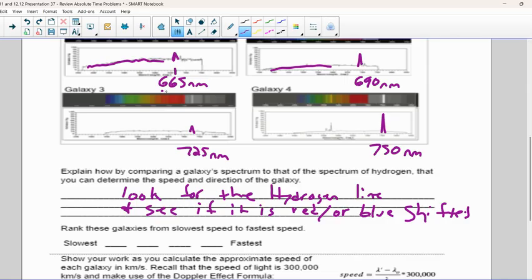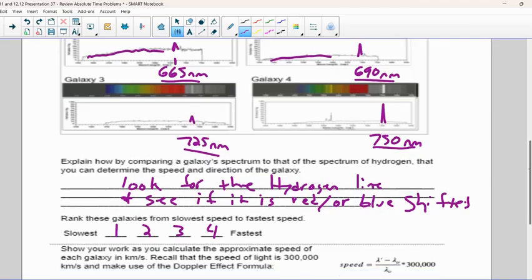I see that all of these are greater than 656, so they are all red shifted. They are all moving away. The more they're redshifted, the faster they're going. So the 750 nanometers for Galaxy 4, that's going the fastest. Then the 725 for Galaxy 3, the 690 for Galaxy 2, and then it just goes 1, 2, 3, 4, but it's based on how much they're shifted.